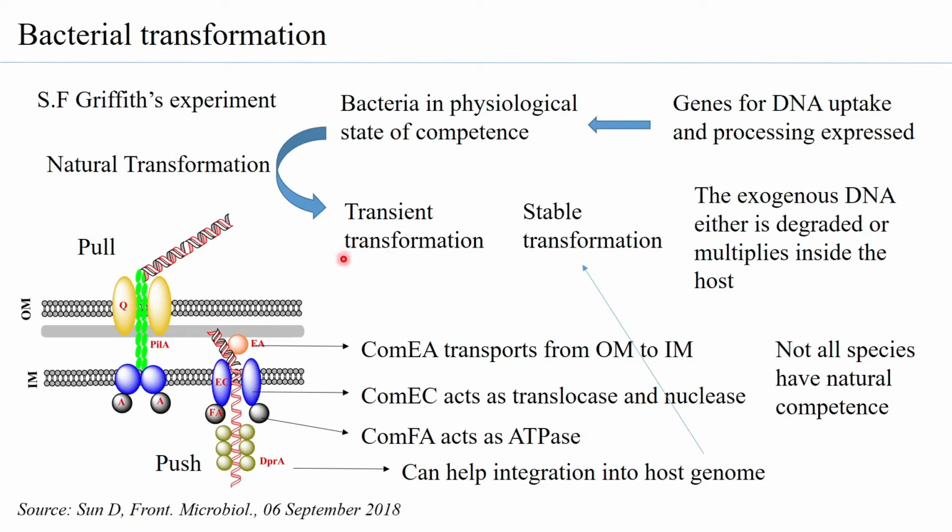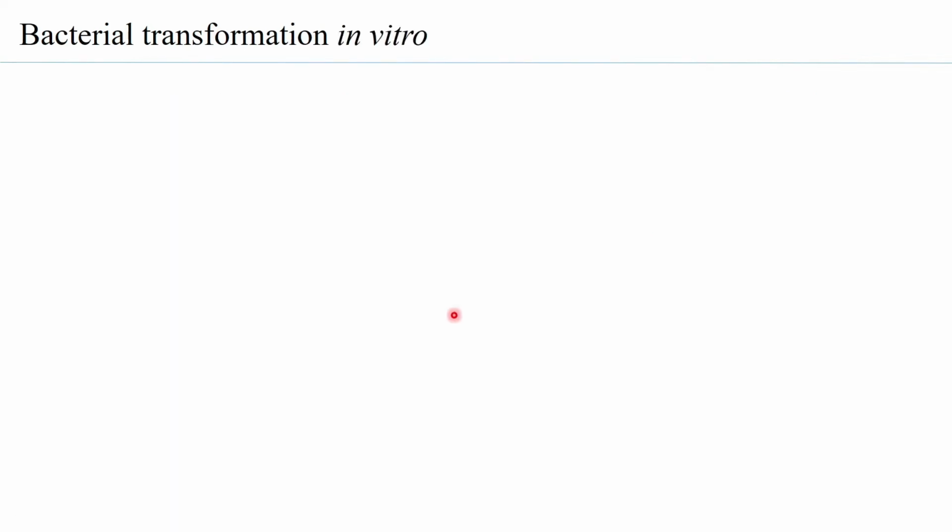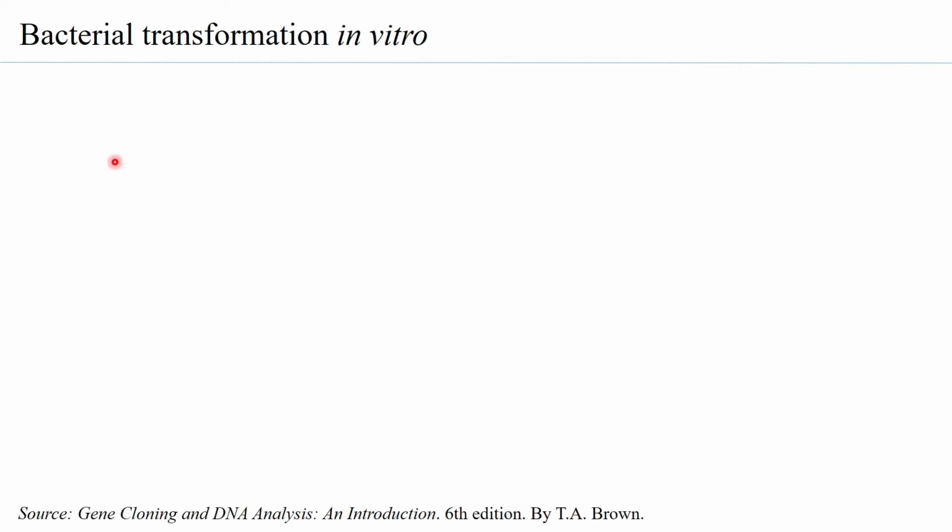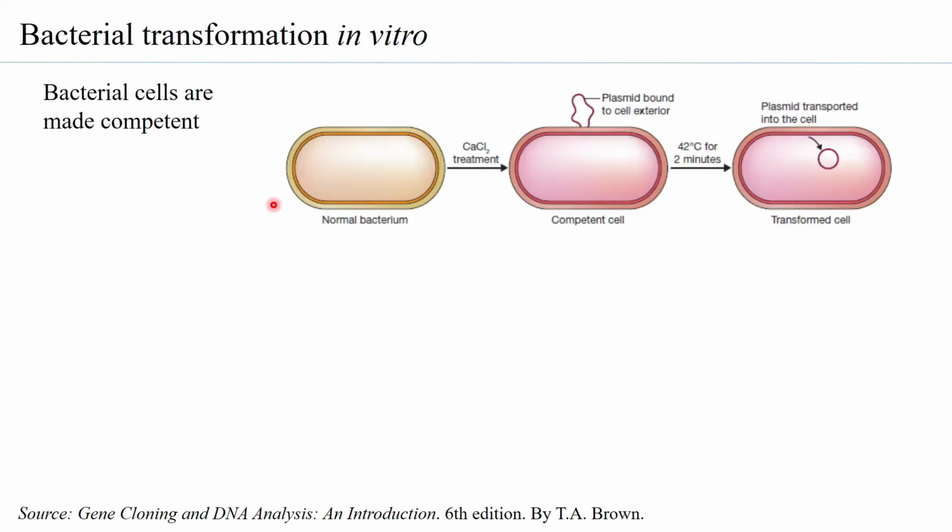But understandably, not all species have this natural competence. So in order to have any bacteria take up DNA in vitro, the bacterial cells can be made competent by some treatment. The most common treatment is that normal bacteria are subjected to treatment with cold or chilled calcium chloride. The exact role or mechanism of calcium chloride in making the bacterial cell more competent is not very clear.